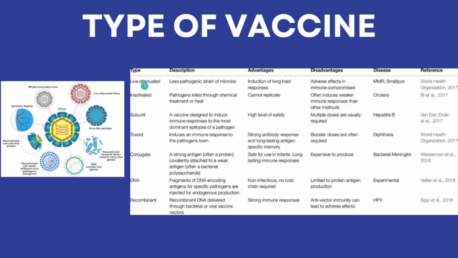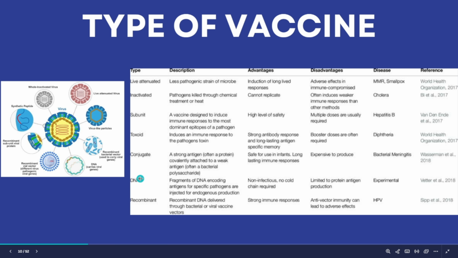smallpox actually is using live attenuated vaccine, which is still the live vaccine, but is less pathogenic. Less pathogenic, meaning that the virus is still the same. They are still alive. They still can infect other cells, but it is less pathogenic, and so it can induce a lifelong response. But there are also disadvantages because it is still live, meaning that it still can trigger the infection of the cell.